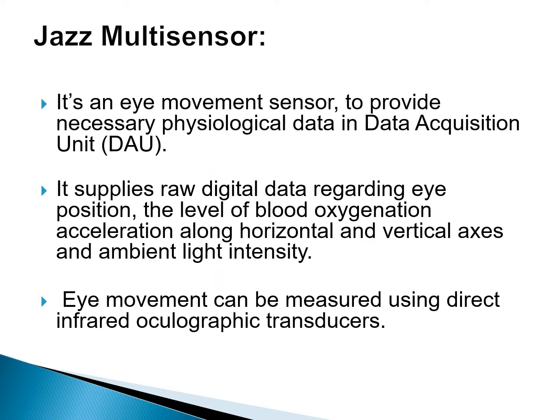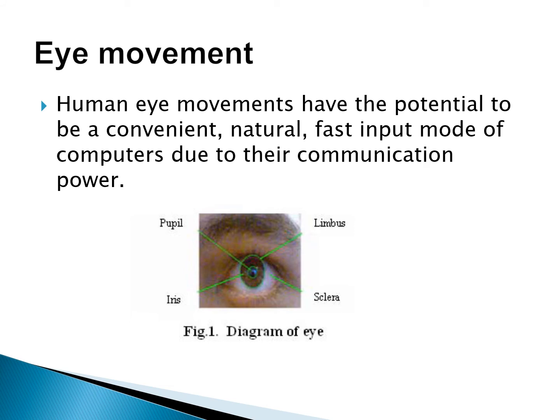Next is the JAS multi-sensor. It's an eye movement sensor that provides necessary psychological data in the data acquisition unit. It supplies raw digital data regarding eye position, the level of blood oxygenation, acceleration along horizontal and vertical axis, and ambient light intensity. Eye movement can be measured using direct infrared oculographic transducers. Human eye movements have the potential to be a convenient, natural, fast input mode for computers due to their communication power. This is the diagram of an eye.